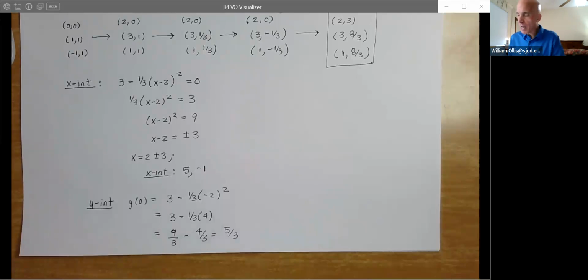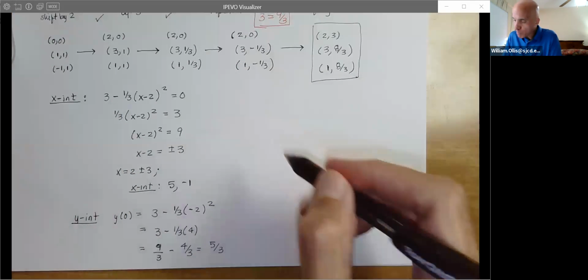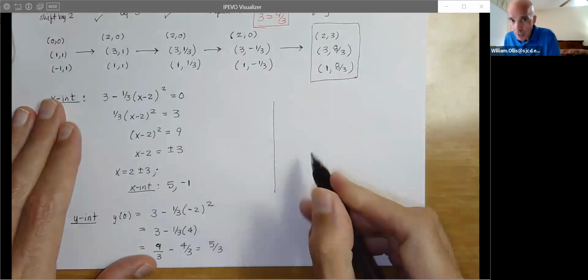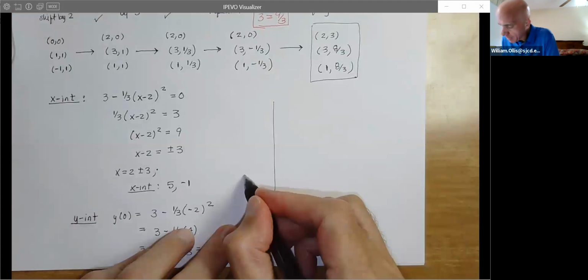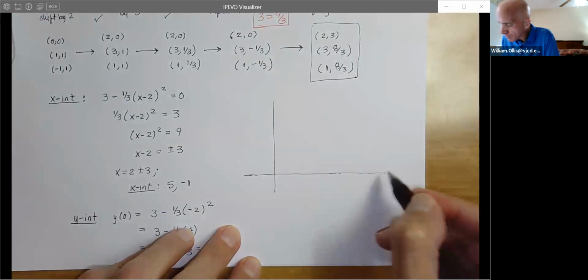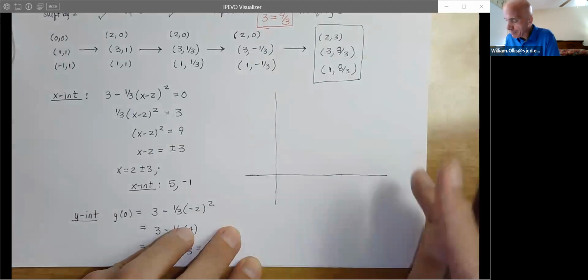So what I want to do now is just go ahead and get a nice simple plot of these points. Go ahead and spread it out a little bit. WebAssign will usually give you plots and you have to choose, but you certainly should be able to work it out.